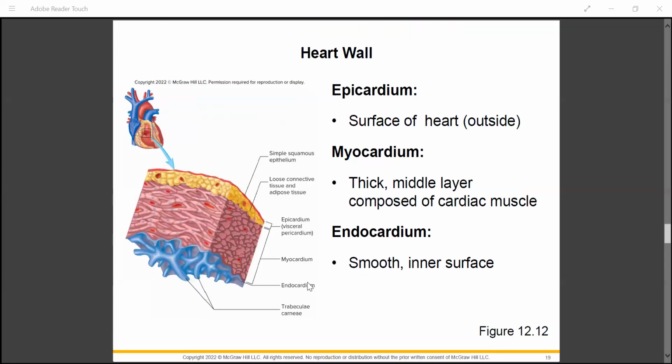Okay, our heart wall itself is three different layers. We have the epicardium, which is the outer portion of the heart. And so our epicardium is continuous with our visceral pericardium. So they're really the same thing. The thickest layer is the myocardium. Anytime you see myo, you know it's referring to a muscle layer. So this is our thick cardiac muscle. The endocardium is a nice, smooth, thin inner surface.